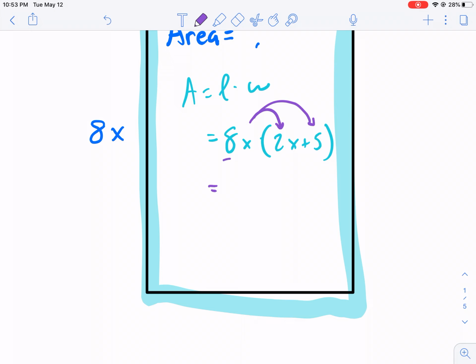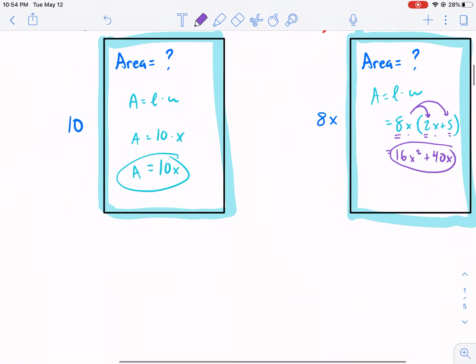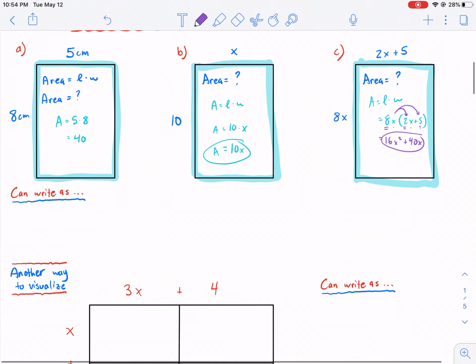And our final answer becomes, well, we multiply the 8 times the 2, we get 16. The x times the x, we get x squared. Plus the 8 times 5 is 40. The x doesn't get multiplied by anything, so it's just 40x. So this is our area for the third one. And that is kind of an example of just using the distributive property.